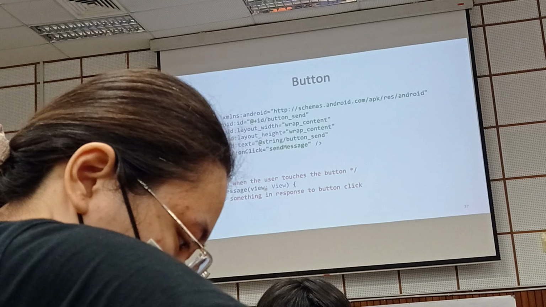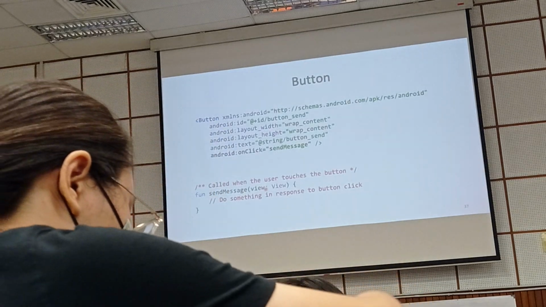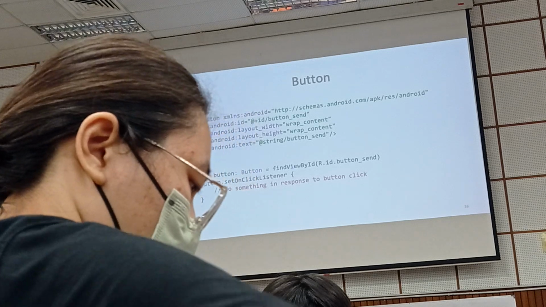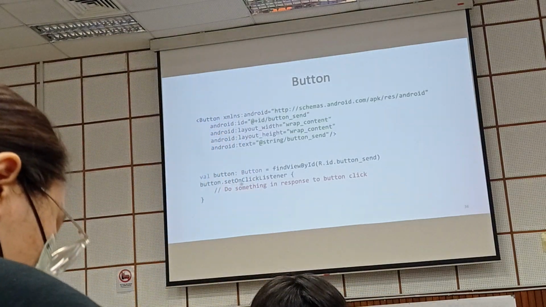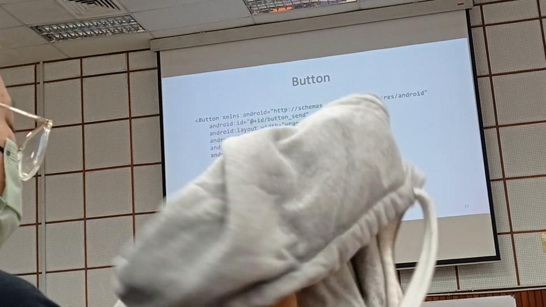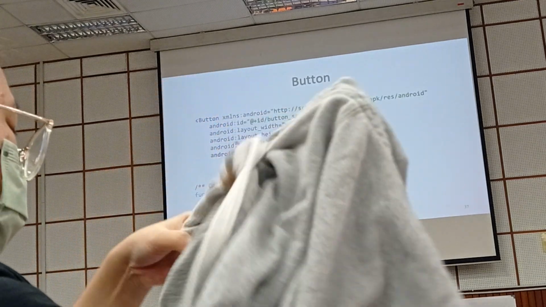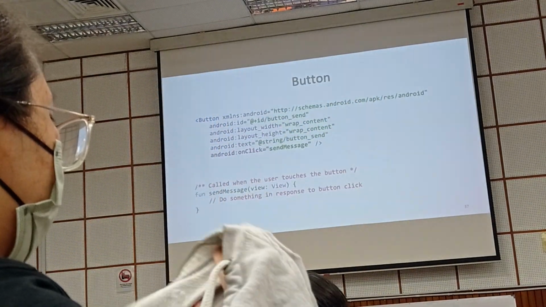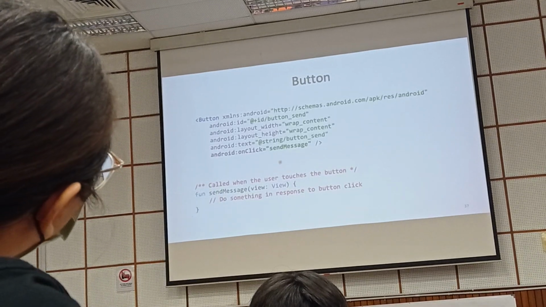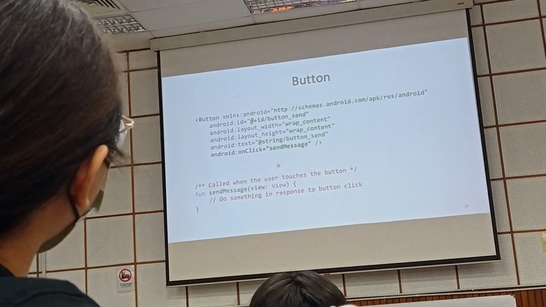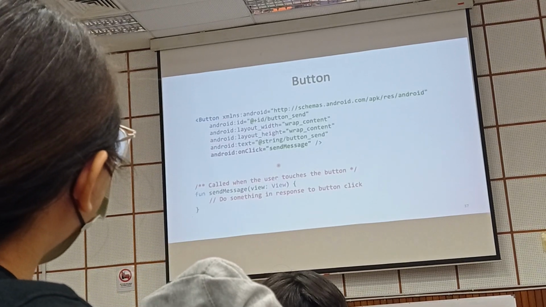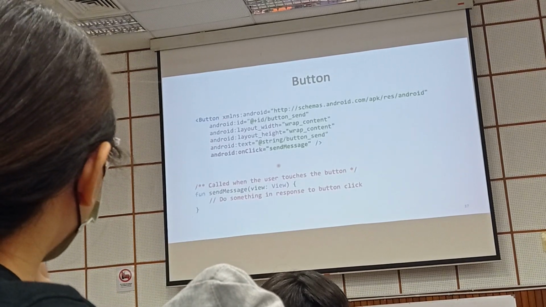One way is completely separate from the layout. You define the variable, then you call setOnClickListener. This is the first way. The second way is in the layout file, you define the onClick attribute, you spell the name of the method that you would like to be triggered when the user presses the button. Both work, but from your point of view, which one do you think is easier?